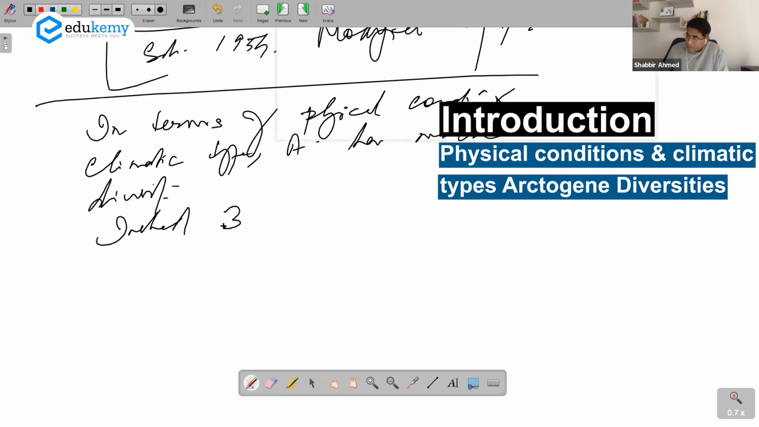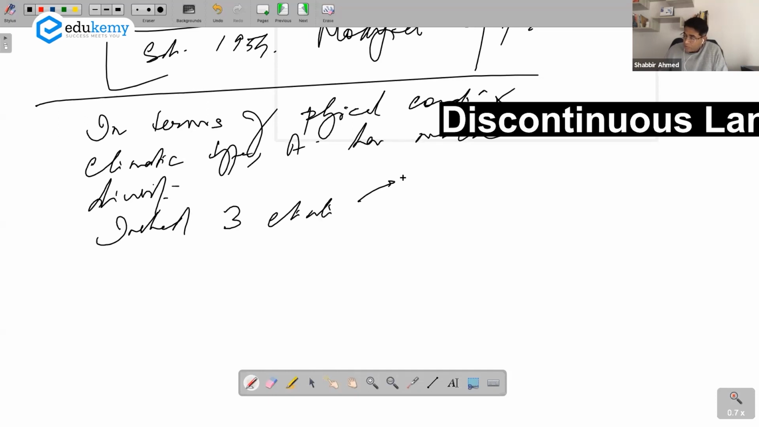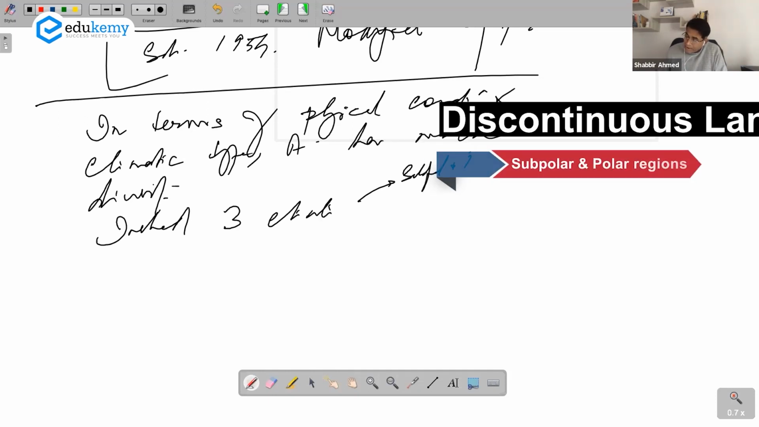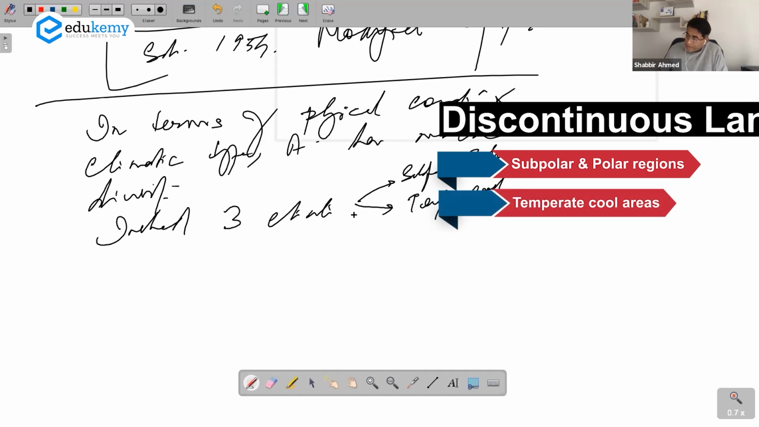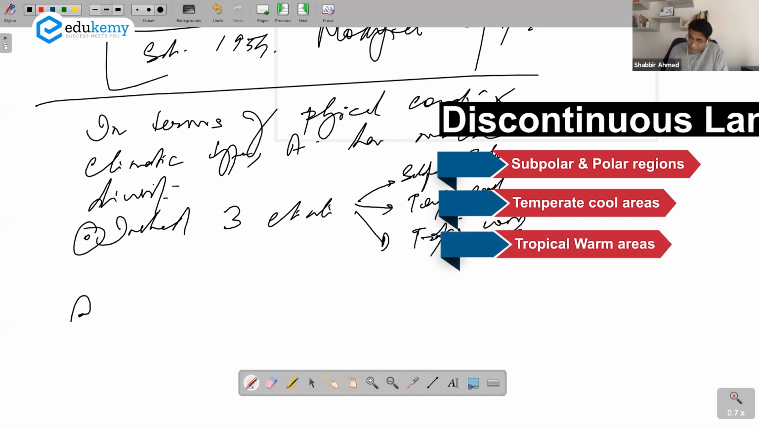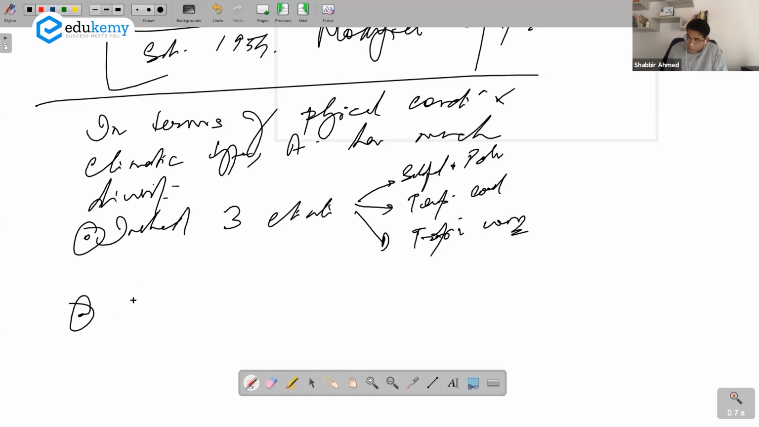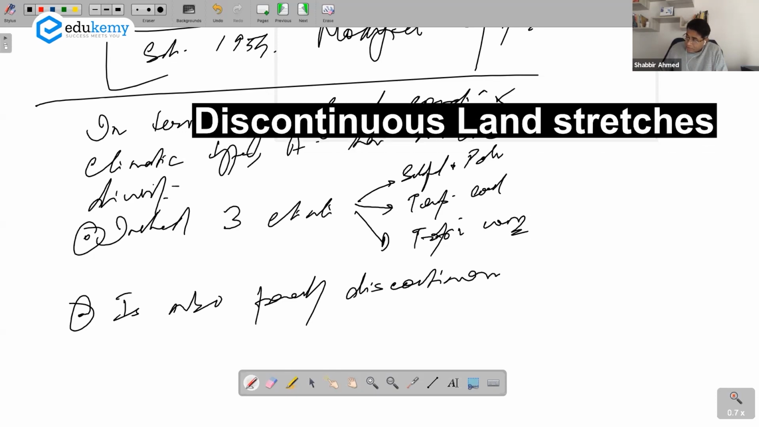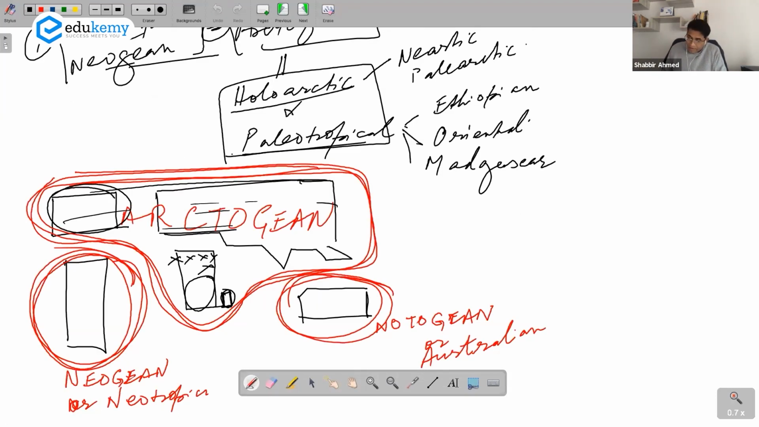It broadly includes three types of climate. It includes the subpolar and the polar regions. It includes the temperate cool areas and also the tropical warm areas. And the second very important point is that this Arctogaean is also presently discontinuous, or discontiguous land stretches. If you look at Arctogaean, this is a completely separate block of land. This is a separate block of land. And you have put them together.